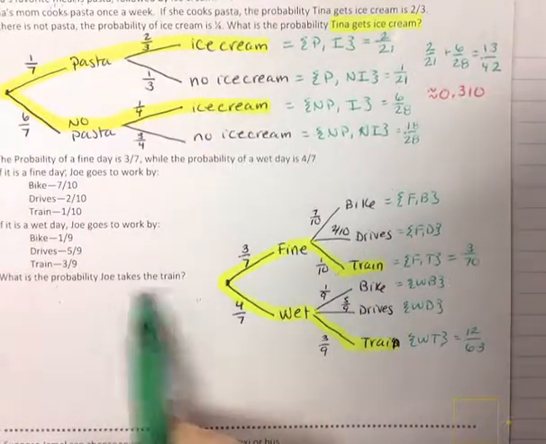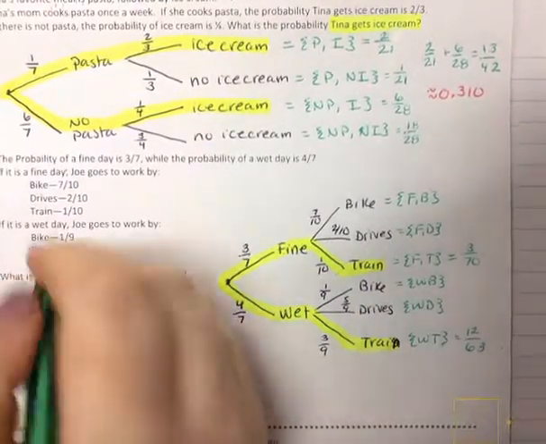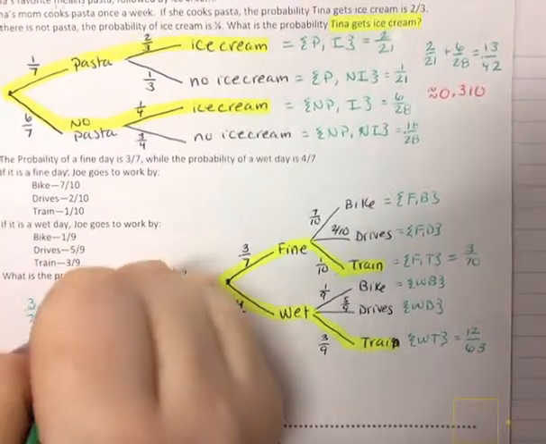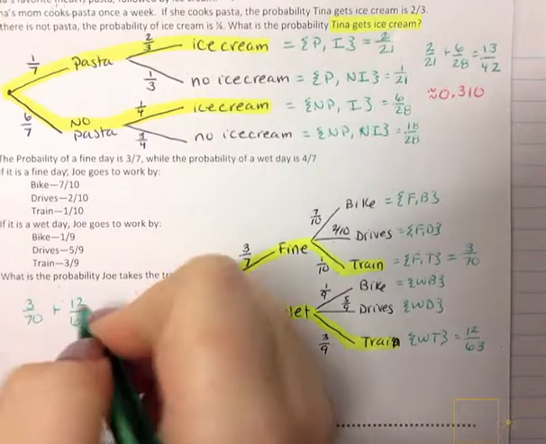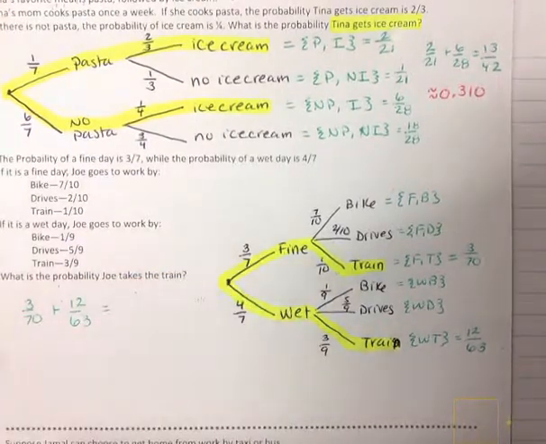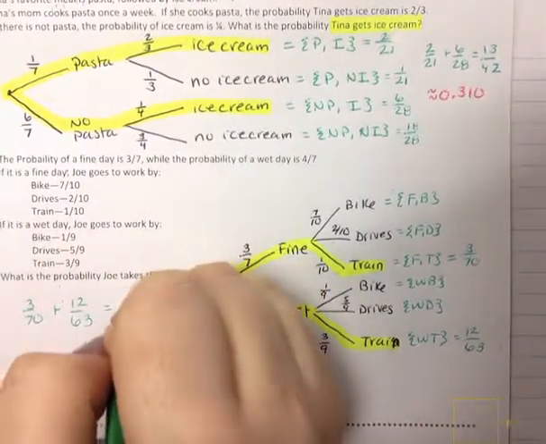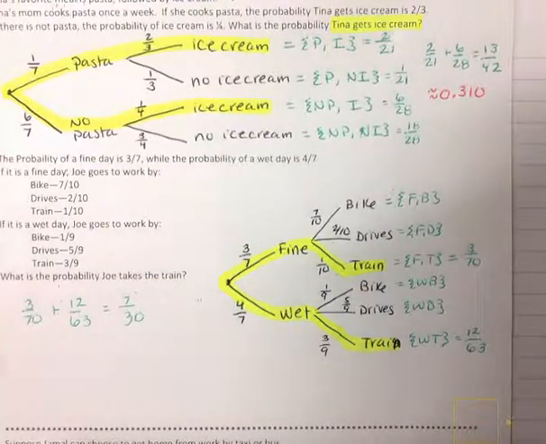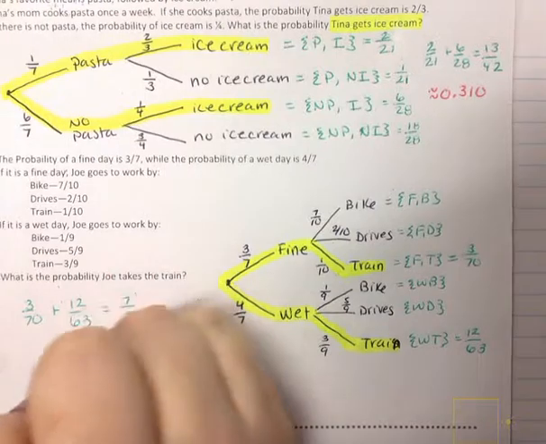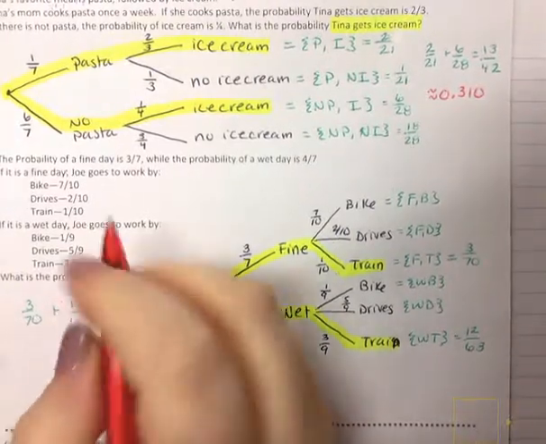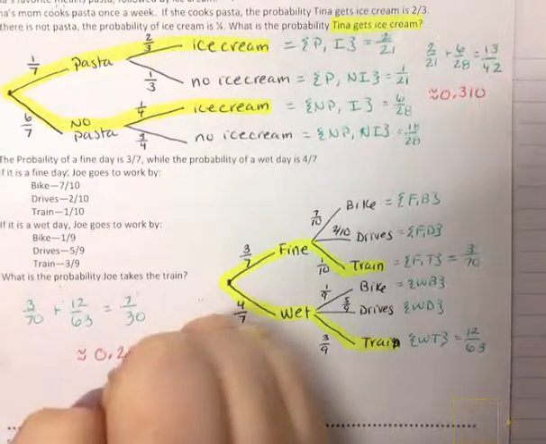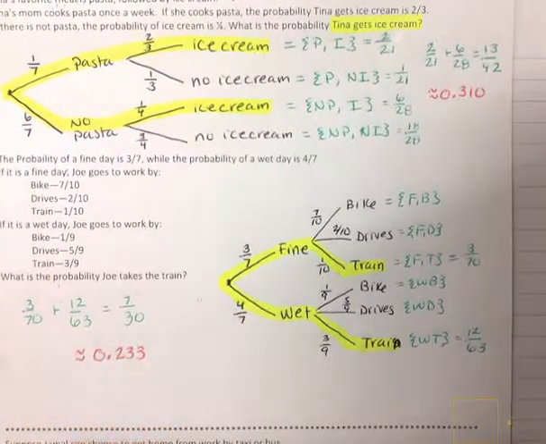So when I figure this out, I add these 2 together. So we have 3 out of 70 plus 12 out of 63. And if we add these and simplify our fraction, we'll end up getting 7 out of 30. So now we just want an approximation of the probability of him taking the train at all, which is 0.233. This is to 3 significant figures.